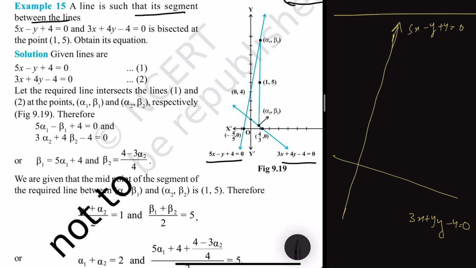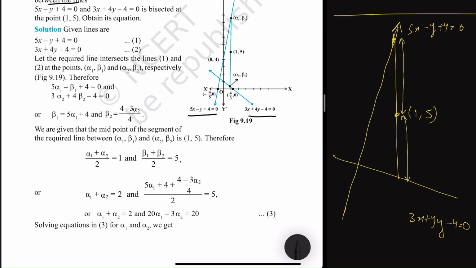We are told that the line segment that is between these lines is bisected at (1, 5). That is, the distance of this and the distance of this is the same. This is one thing that is given to us. We have to find the equation of this line. So how can we do that? Let's see how the approach has been taken in the book.